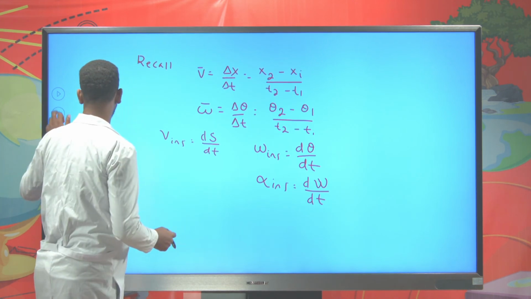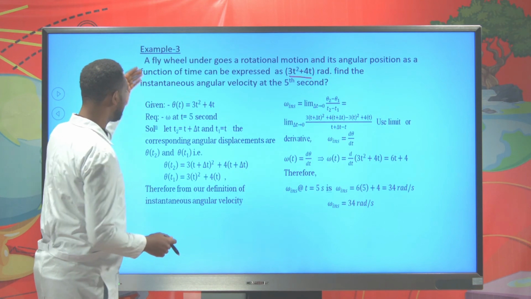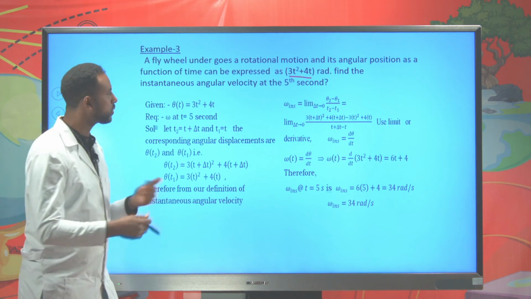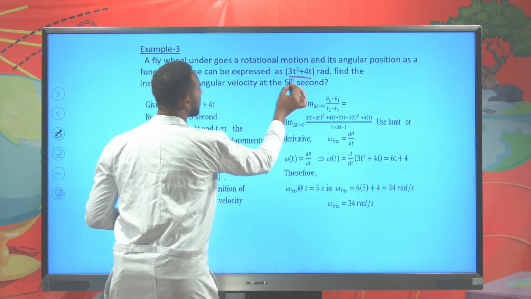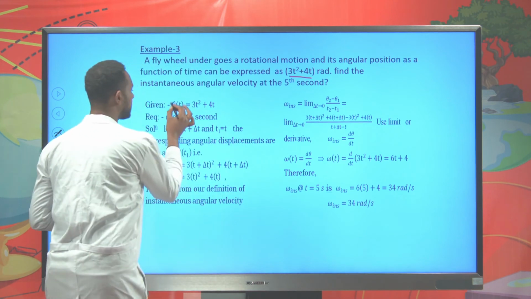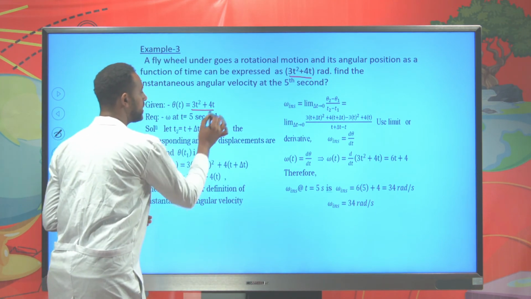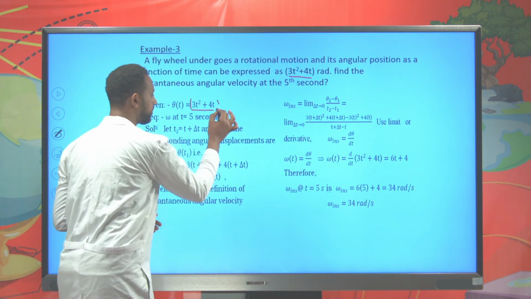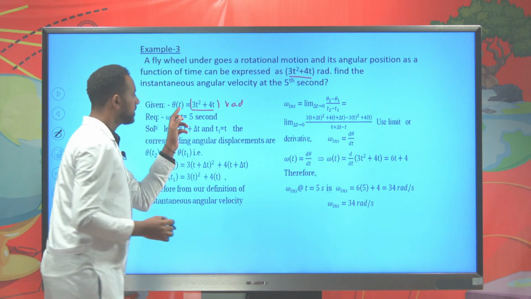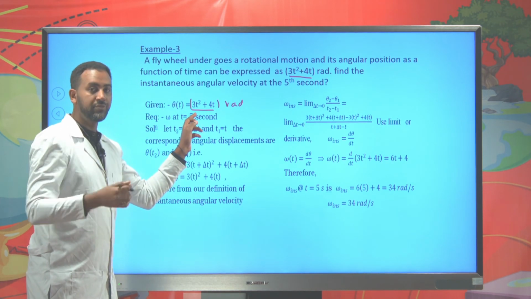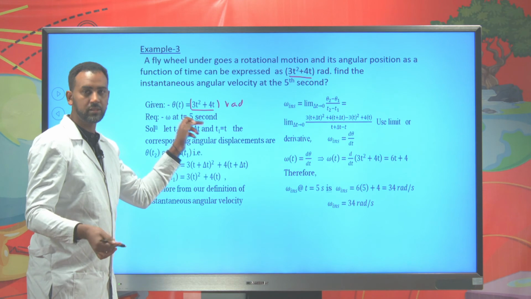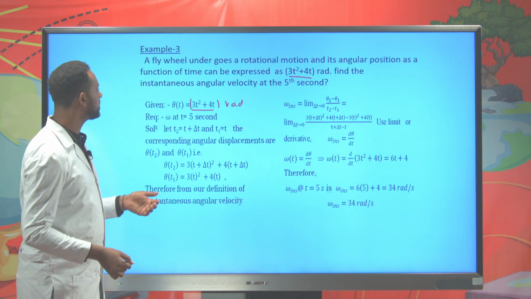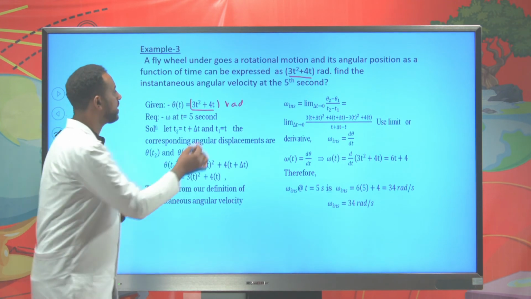Suppose let's have one good example, the example that we have previously seen. A flywheel undergoes a rotational motion. It tends to rotate, and its angular position can be expressed in terms of time t. So the angular variable can be given as 3t squared plus 4t, in rad. This is the angular displacement which varies with time t. As the time changes, the angular position of the rotating flywheel changes. Now the question is, find the instantaneous angular velocity.